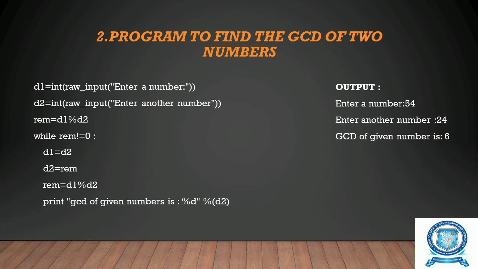Next we are going to learn how to write a Python program to find the GCD of two numbers. Here we get two inputs, d1 and d2. Then we modulo divide d1 and d2 so that we get a remainder. We check while the remainder is not equal to 0, we assign the d2 value to d1 and the remainder value to d2. Then again we find the remainder equal to d1 modulo d2. Finally we get the answer, which will be the GCD of the given numbers. So this is the output for the program.